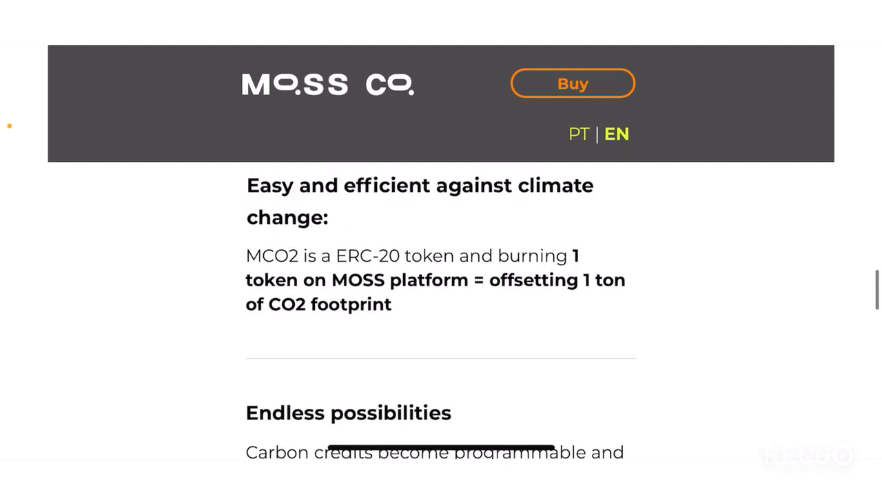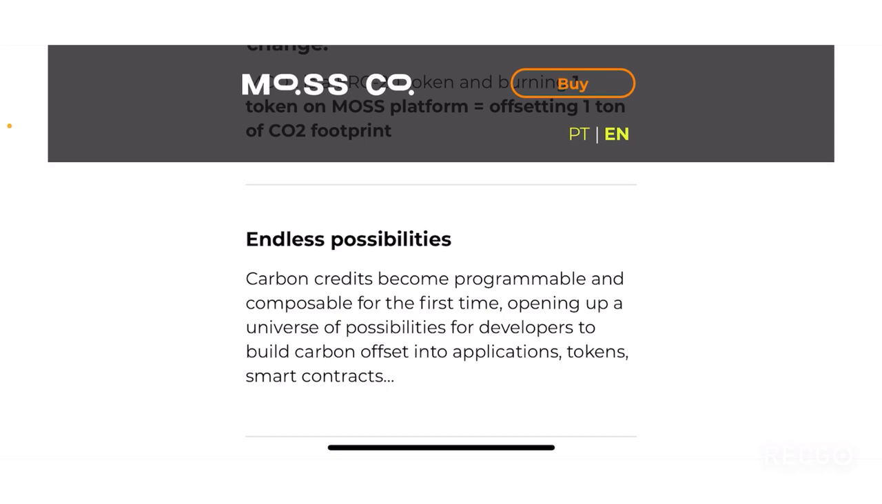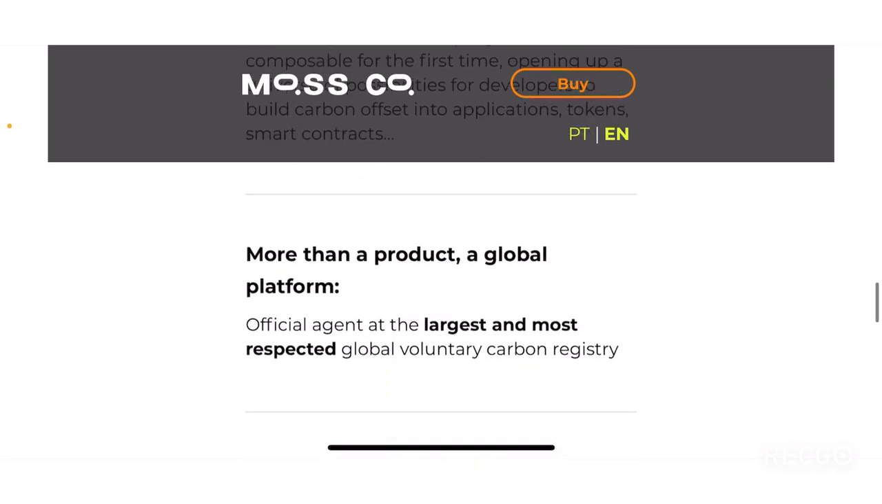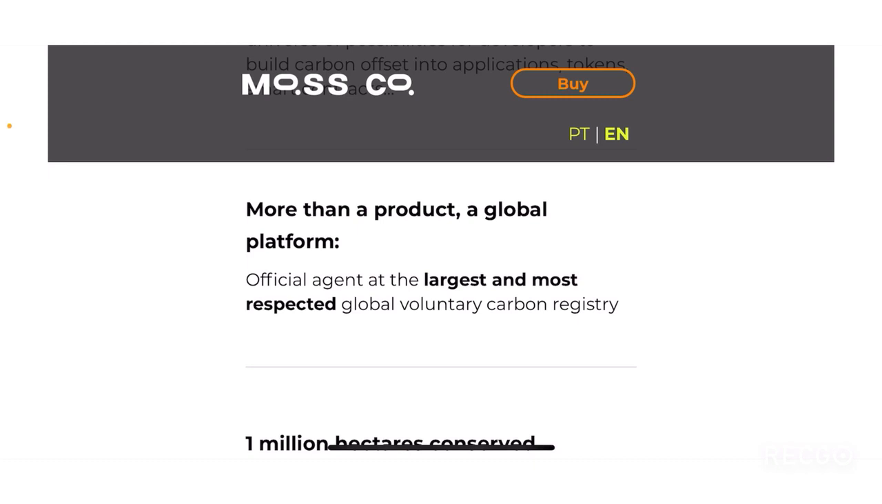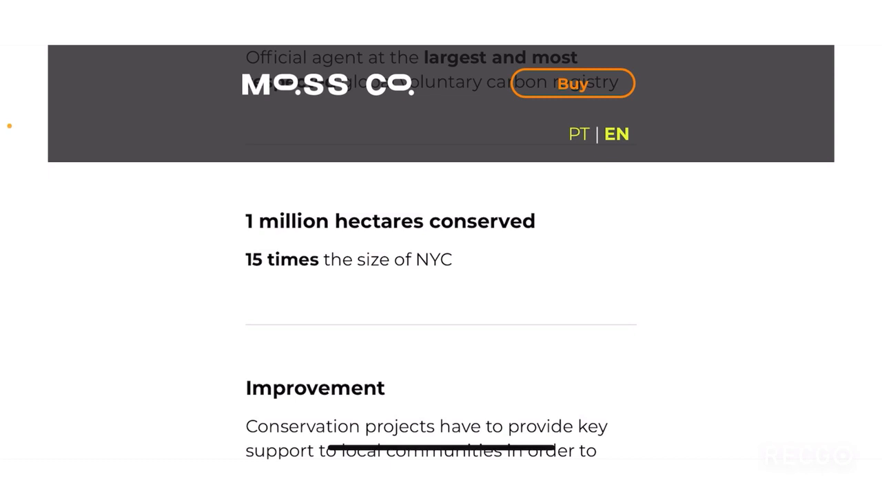So MCO2 is an ERC20 token, and burning one token of the Moss platform equals offsetting 1 ton of CO2 footprint, right? So they do burn their token, and that represents offsetting 1 ton of CO2 footprint, which is definitely going to be a good thing for people who genuinely want to make a change on this planet. And it's also going to benefit investors who want to invest in this project in order to get some good gains, because they are going to burn their token, which is going to increase the price per token significantly, right?